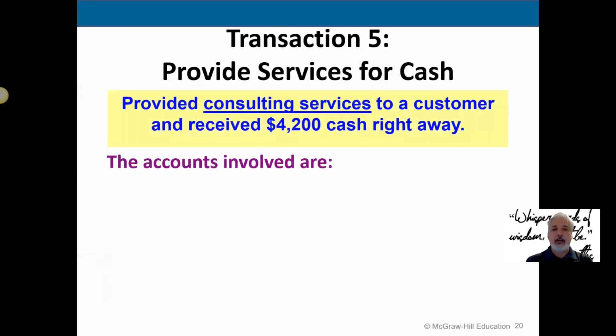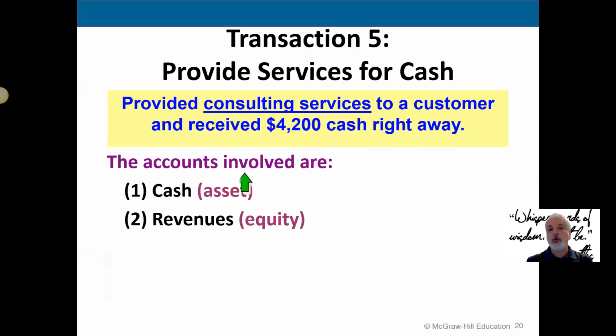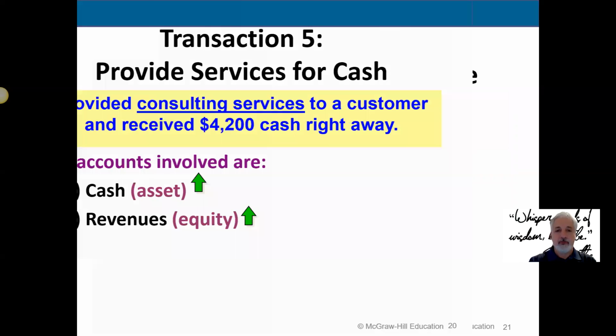Provide services for cash. All right, this sounds like a revenue item to me. It also sounds like we got some cash. So our cash went up and our revenues went up. And so did our retained earnings. That's how we're going to keep things in balance. Let's watch that. So we get cash as an asset and revenue from equity going up. So our cash went up and our revenues went up, which means our retained earnings went up, which means our equity went up. Again, that's the big picture that we want to get a feel for and have a decent understanding of.